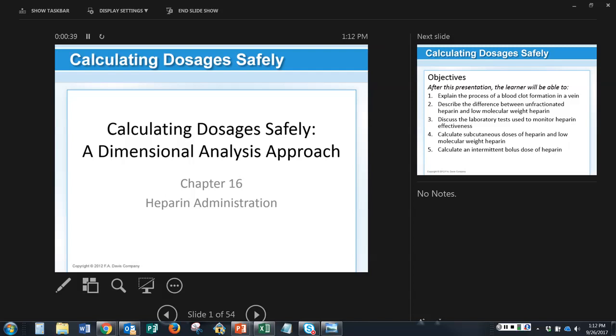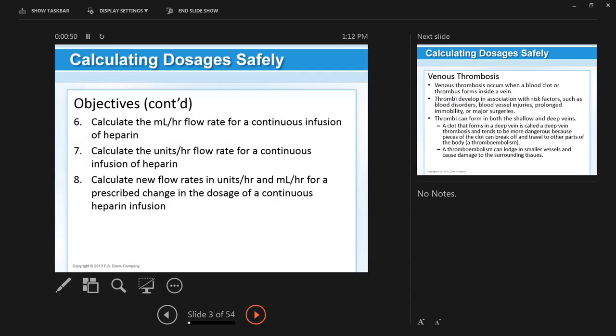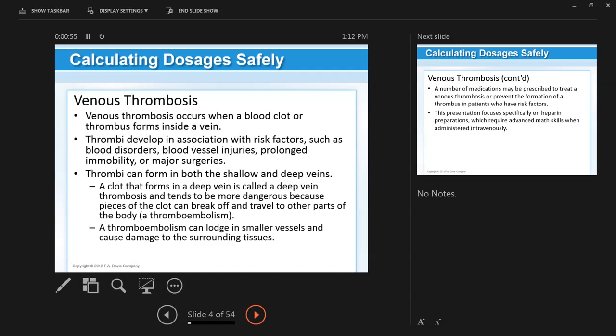There are some objectives listed on this PowerPoint, and I am going to skim over those. You can refer to these objectives when you are looking at the test blueprint for exam 2 in Nursing 227, and this will help to guide you with what type of heparin questions you can anticipate on that exam.